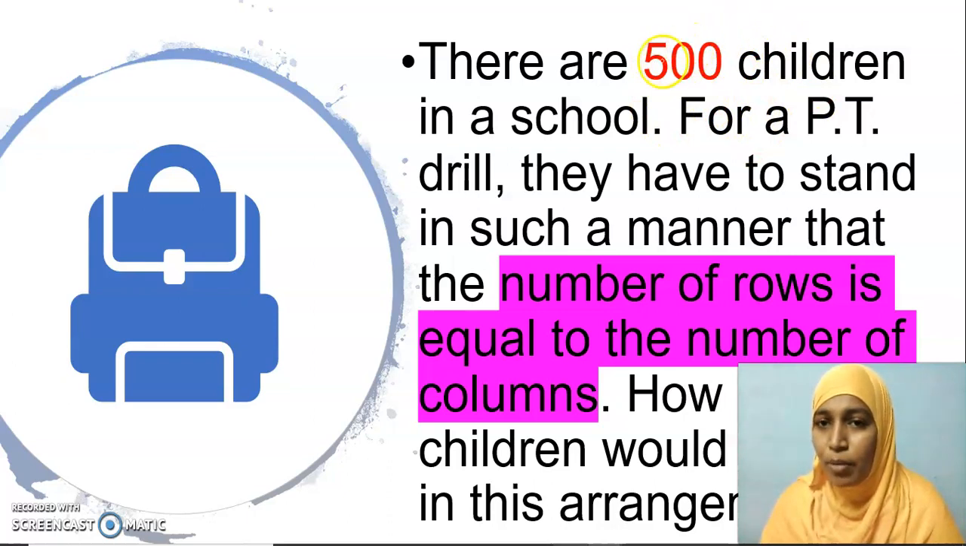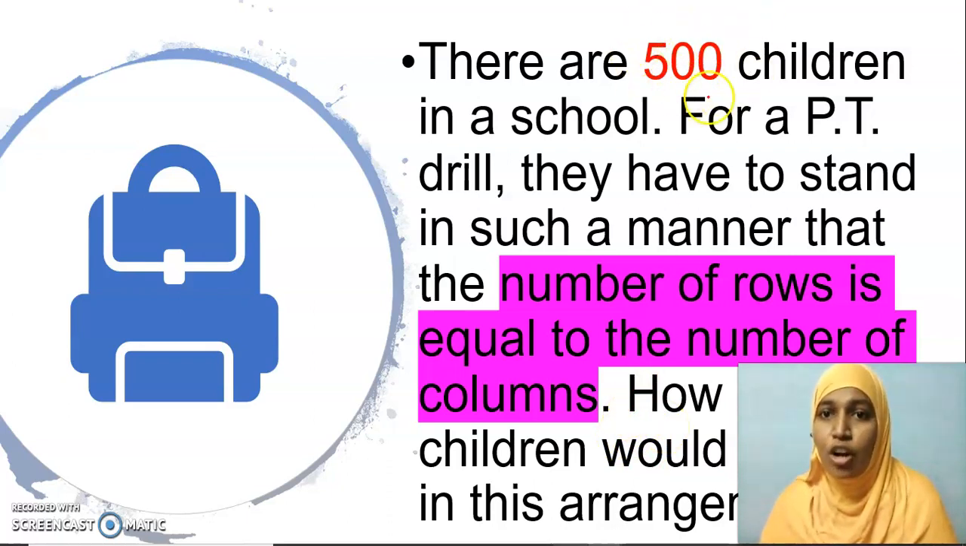Is it a perfect square number? So, no, it's not a perfect square. I cannot make a square with all these children. But can I go to some other school and hire more children to make a square? Is it fair? No. I have to leave some children out of this drill. So the objective for us in this situation is how many children will not be there in this drill.